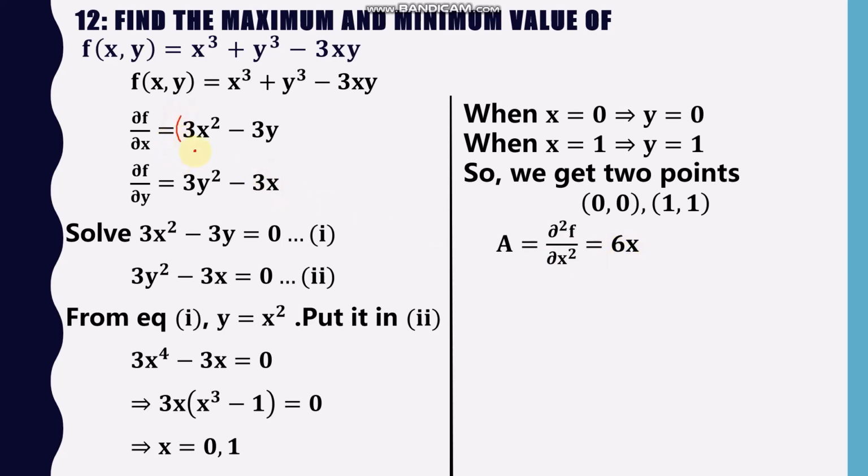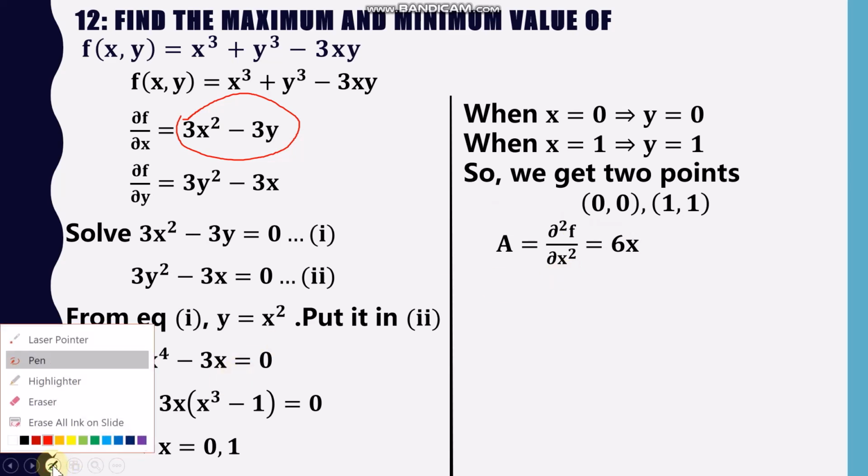You can take the derivative of this function with respect to x again. So it will be equal to 2 times the derivative of the given function with respect to x. So this is equal to 6x, and this will be considered constant, so it will be 0. So we get a equal to 6x.